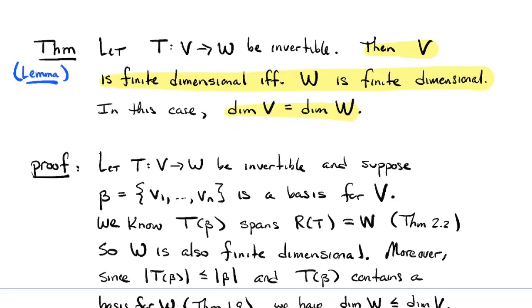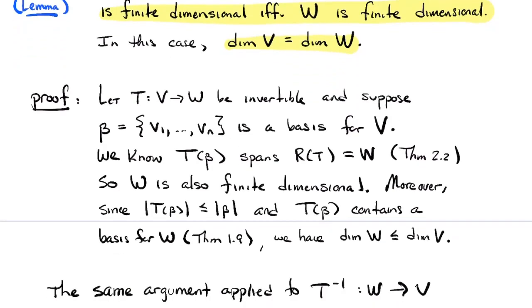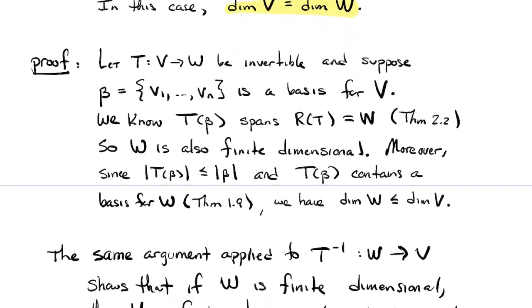Okay, so how do we prove this? I like this proof. It illustrates a lot of our ideas. So suppose that we have some linear map T and it's invertible. That's just taking our hypothesis. And then to give us some notation, let's suppose that V is finite dimensional. Let's say beta is an ordered basis for it, V1 to Vn. So in particular, I'm assuming that V is finite dimensional and its dimension is n.